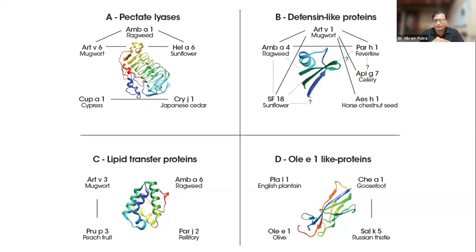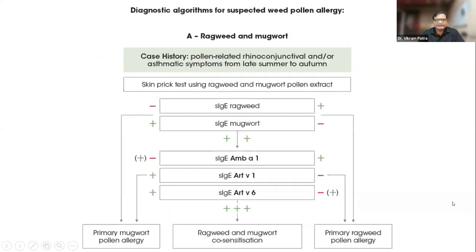But Russian thistles are not available in our country. They are basically grown in the desert areas. So if a patient has not been exposed to any desert areas and this still comes positive, that is because of the OLE1 category cross-reactivity. So this is the diagnostic algorithm for suspected weed pollen allergy, ragweed and mugwort.